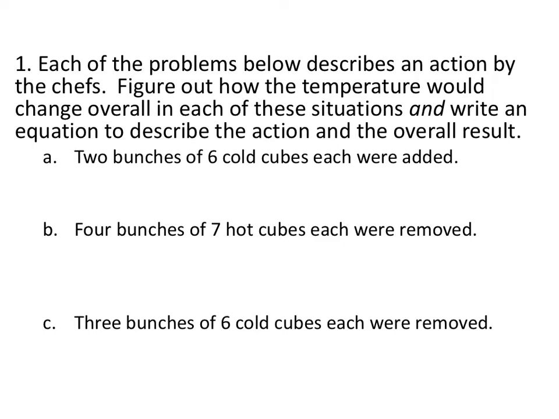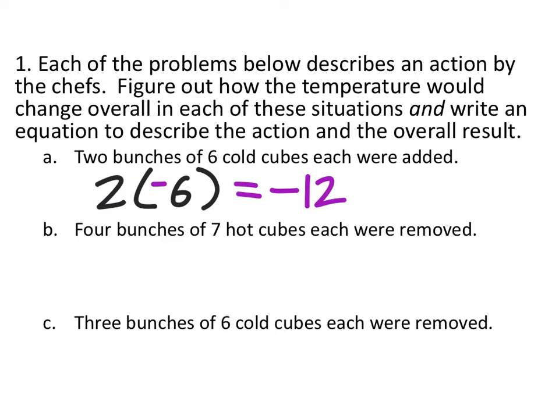So part A, 2 bunches of 6 cold cubes were added. Since we're adding bunches and there's 6 cold cubes, we need the expression for this, right? So it's 2 bunches of 6, but they're cold cubes, so we're going to put a negative on that. And this would read, by the way, 2 times -6. So remember, we don't use x's for multiplication. We don't have to use the dot either if we're using parentheses like this. And the result ends up being that it would have reduced the temperature by 12 degrees, which is why we show negative.